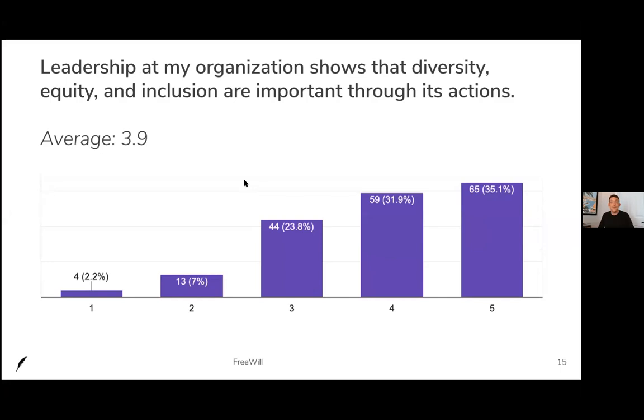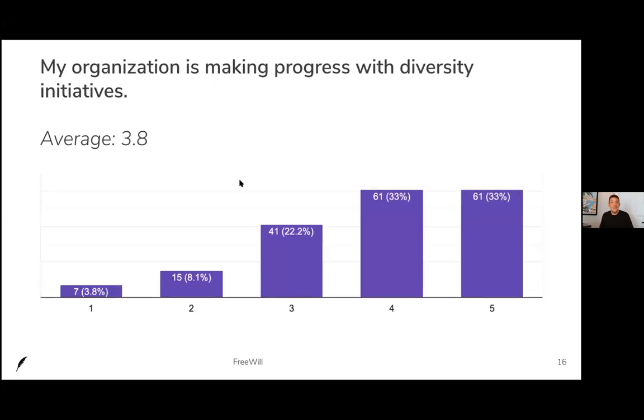Then we asked, leadership in my organization shows that these things are important through their actions. You can see that number drift down a little bit. So more 4s, fewer 5s, more 3s, more 2s, again, very small number of 1. Then: is the organization making progress? We set this as a priority, are we actually having any impact here? And again, some shift towards the high end, but not quite as high as the fact that it's a priority. So a third say a 5, a third say a 4, and then we start drifting down into 3, 2, and 1.